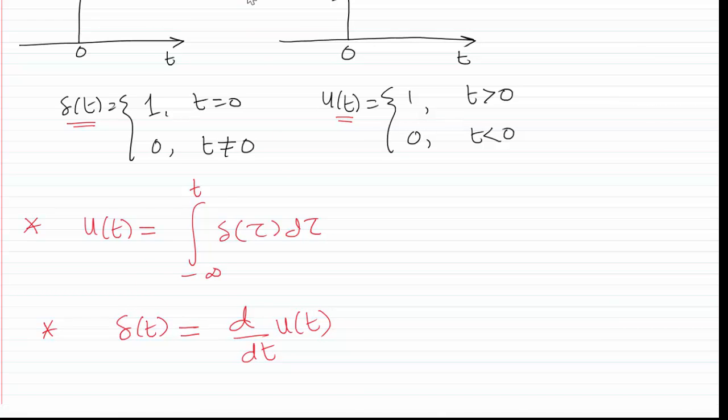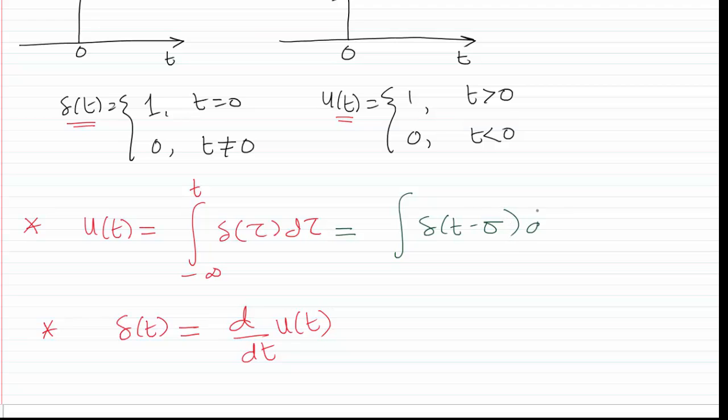There is one more definition for u of t, and that is the integral of delta of t minus sigma d sigma, where sigma goes from 0 to infinity. So these are the two definitions available for u of t, and that's the mathematical expression for delta of t in terms of u of t. I'm going to tell you how that expression gives u of t first, and then once we are done with this, we'll talk about the other expression.